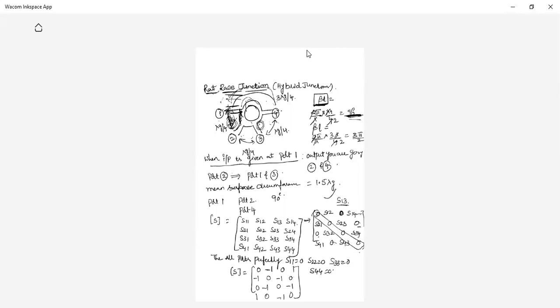The applications of rat race junctions are: we can get a 180 degrees phase shift, we can add two signals, and we can split the signal into two equal halves. Okay. So this is all about the rat race junction.